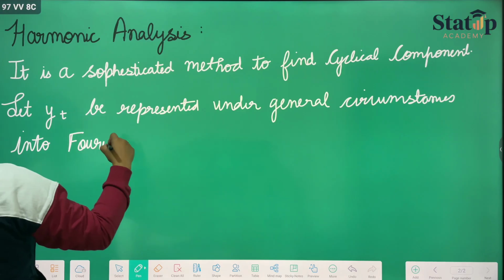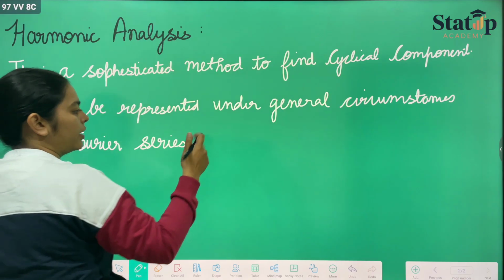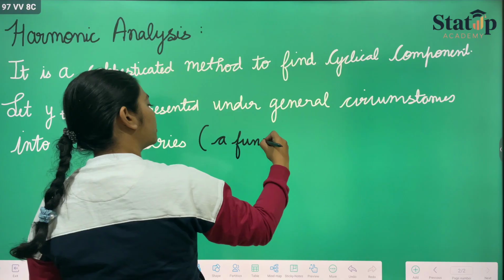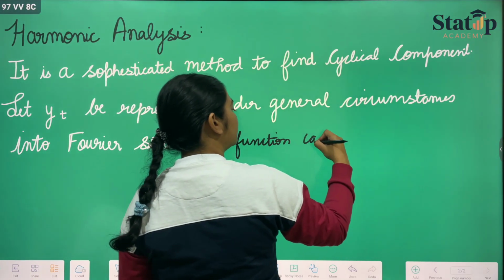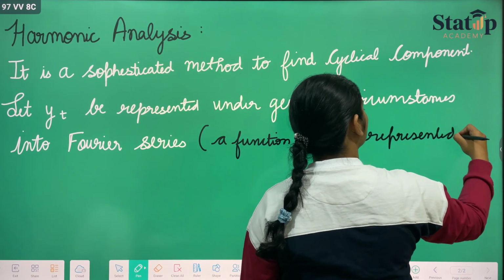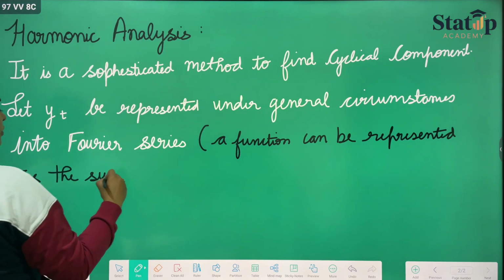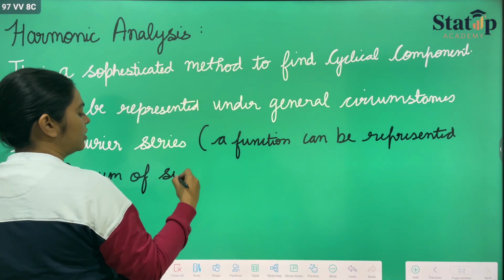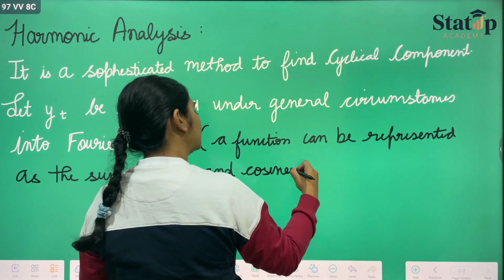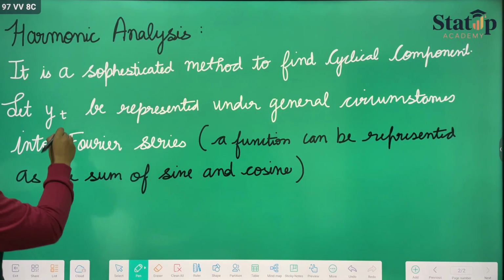Now Fourier series is a very well known term. If you don't know it, I am telling you: a Fourier series is when a function can be represented as the sum of sines and cosines. So any series which can be represented as the sum of sines and cosines is known as a Fourier series.